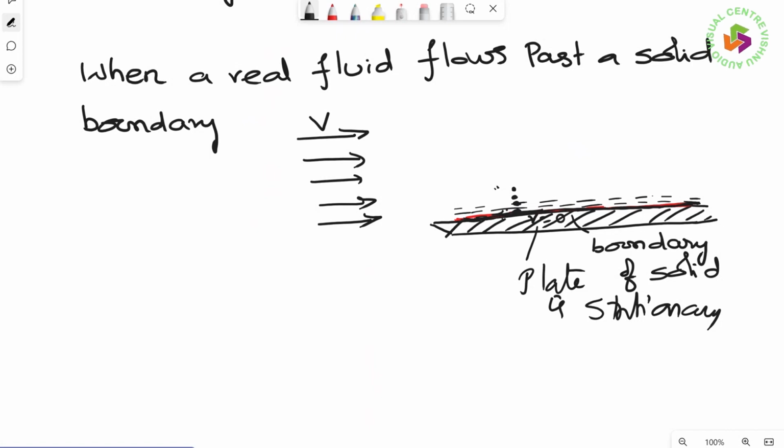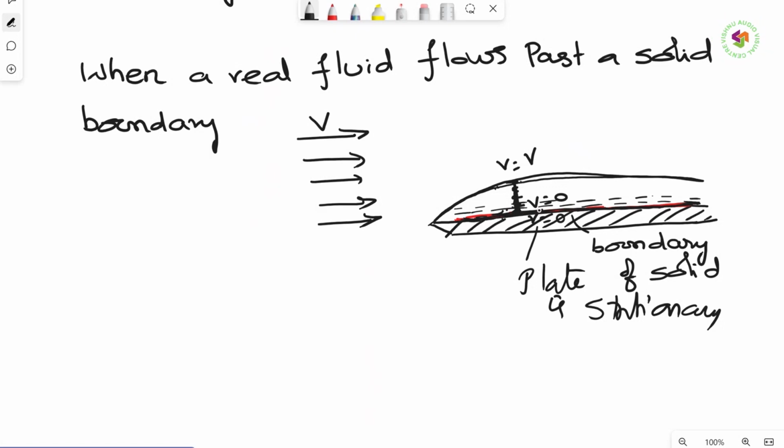Like that, if you take the next layer, the velocity is again lesser than the original velocity, but it takes some distance from the boundary. Here the velocity is zero, here a little bit more, a little bit more, and so on. But by the time it reaches here, it obtains a velocity equal to V. So the velocity varies from 0 to V across this zone.